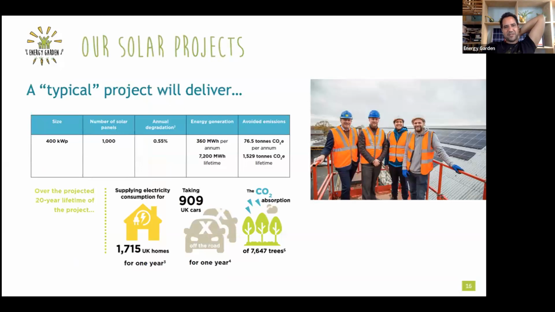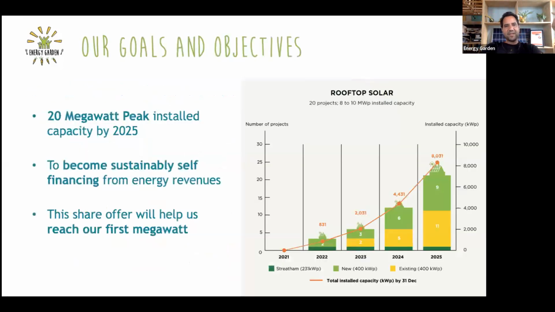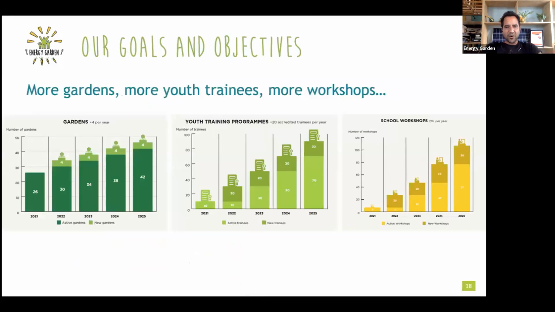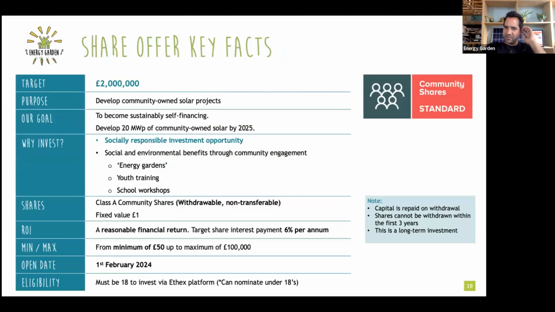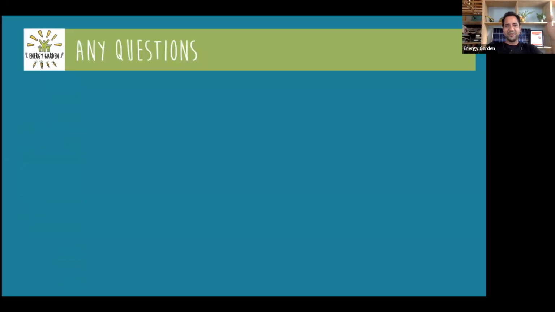But what do the solar projects look like? That right there is what Ecolibrium has helped to invest in. That's the largest and first community solar, and now the next one is going up right now as we speak. We'll be installing in November, so that can help us grow. The solar portfolio growing will help us deliver the gardens, youth training, and the schools programs. So this is our 5-year plan. The next share offer will come out in February, and that's 5 minutes. I hope that was a good roundup.